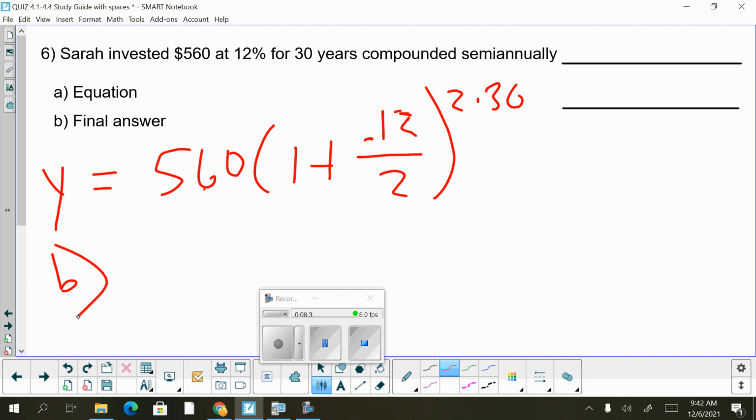Now your answer for part B, let's type it in. 560, 1 plus 0.12 over 2 to the 2 times 30 power. I got $18,473.11.